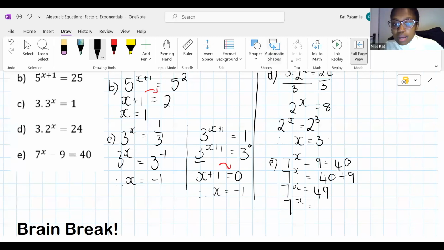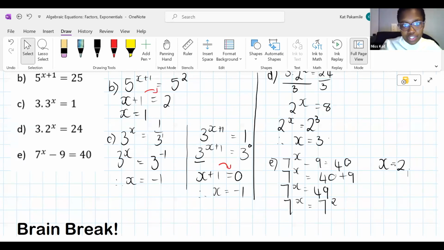There we go. And now we have the same base, therefore the exponents are equal. So x is equal to how much? 7 to the power of 2. There we go. Don't doubt yourself. Beautiful. Therefore, x is equal to 2. And that is it. You see? Oh! Yeah.